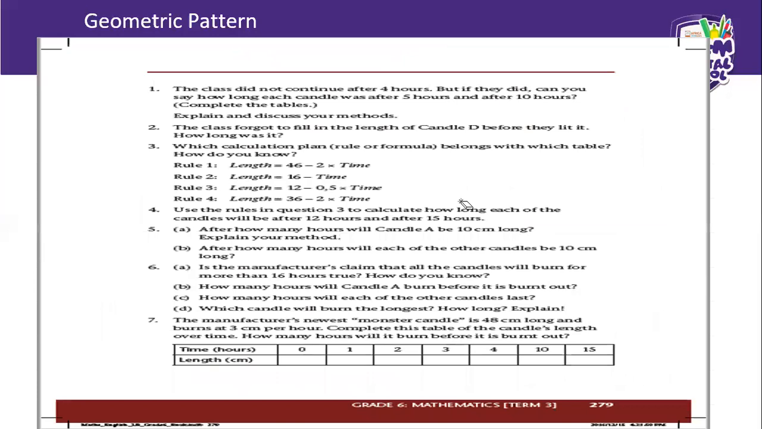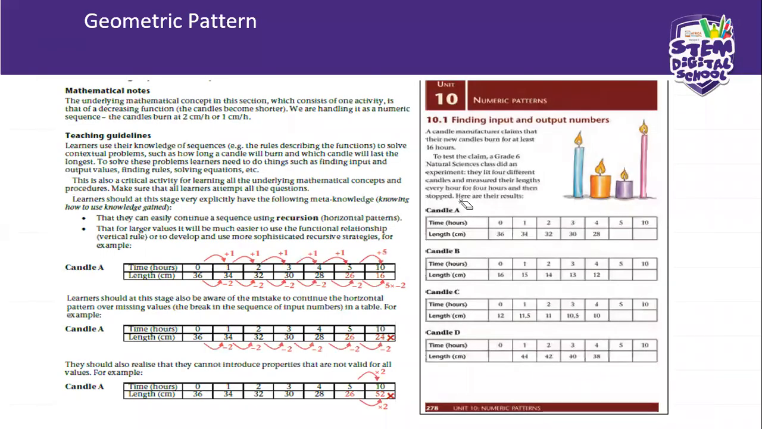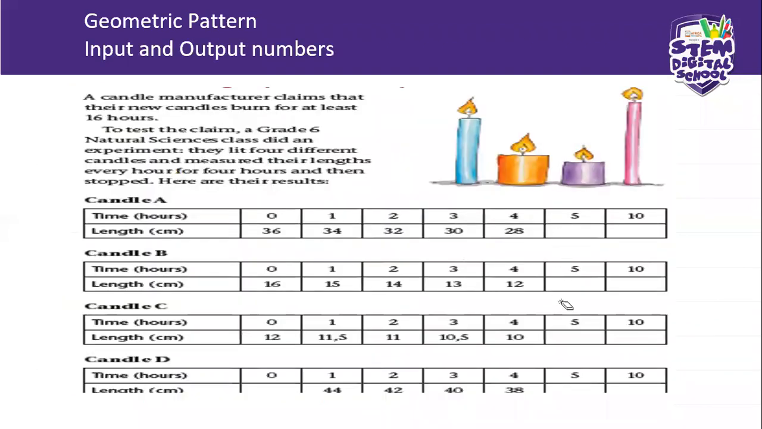Let's get started. The class did not continue after 44 hours, but they did. Can you say how long each candle was after 5 hours and after 10 hours? So they did it and then they stopped at 5 hours, and then they said after 10 hours. So that's question number 1. Question number 1 wants us to know after 5 hours, how long were they? After 10 hours, how long were they?